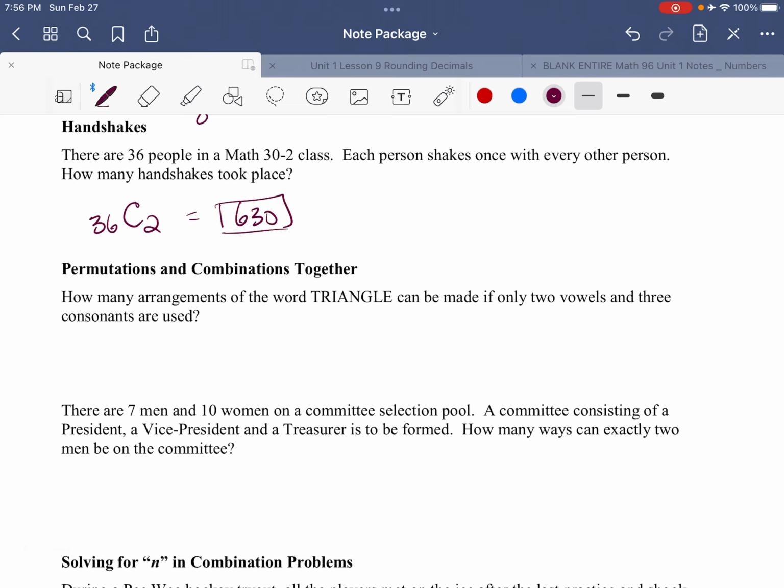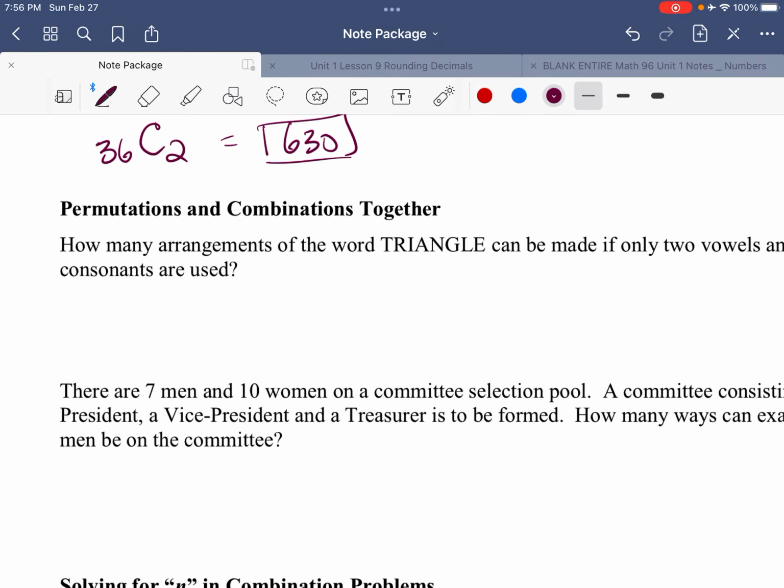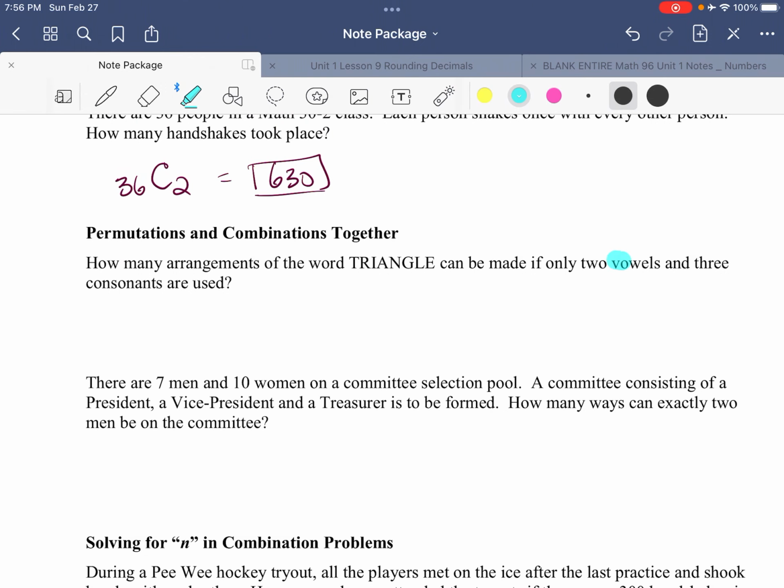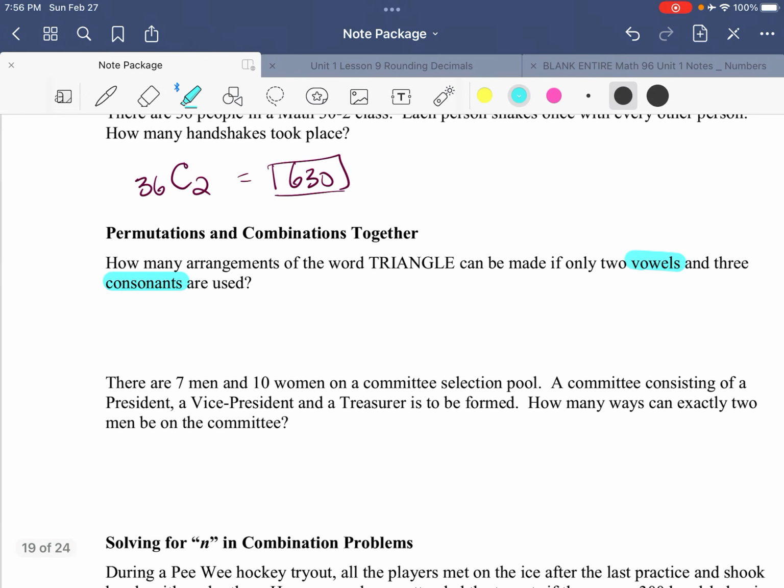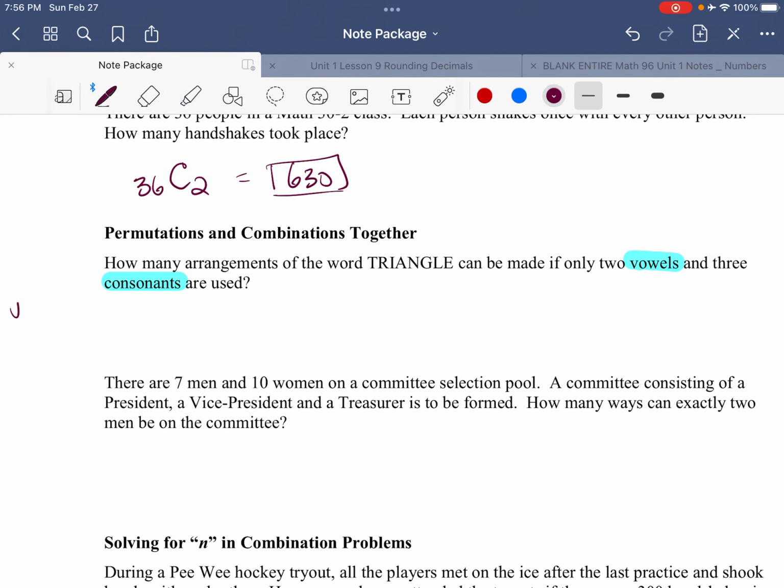Permutations and combinations together. Okay, so how many arrangements of the word triangle can be made if only 2 vowels and 3 consonants are used? Well, I noticed that we're talking about vowels and consonants, so let's define what those are in the word triangle. So our vowels, we're going to get I, A, and E, and our consonants, we're going to get T, R, N, G, L. All right, so we've got 3 vowels, and we've got 5 consonants.